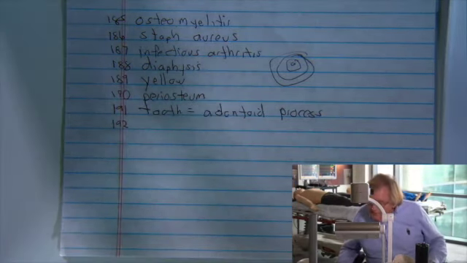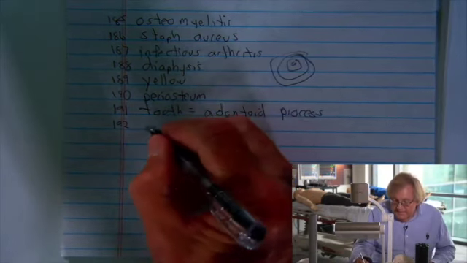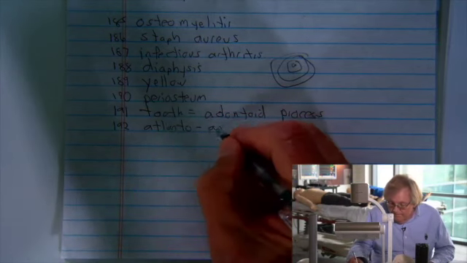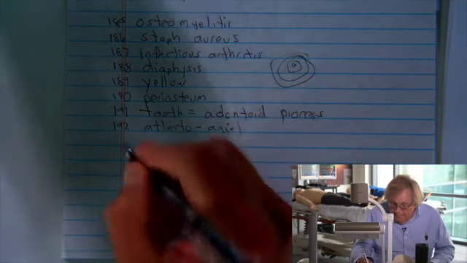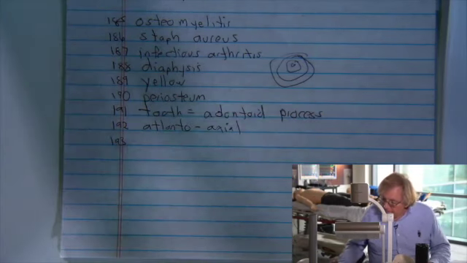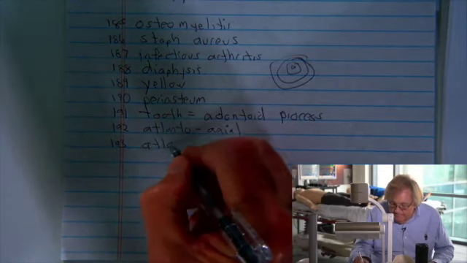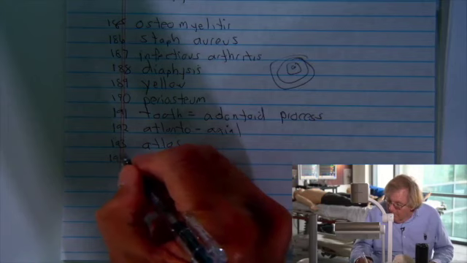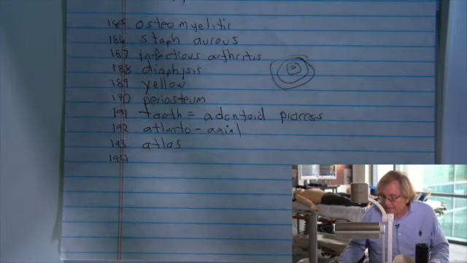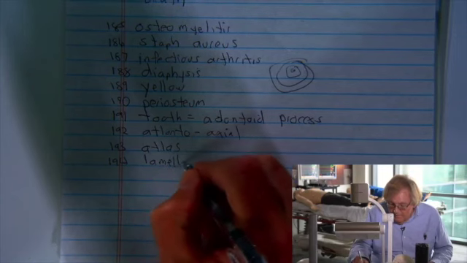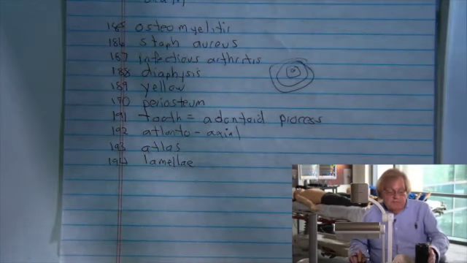Number 192 says the joint where you find the dens, and of course the dens is at the atlantoaxial joint. 193 is the bone that contains the dens, and again that's the atlas. 194, concentric rings in an osteon are called the lamellae. They look very much like growth rings of a tree.